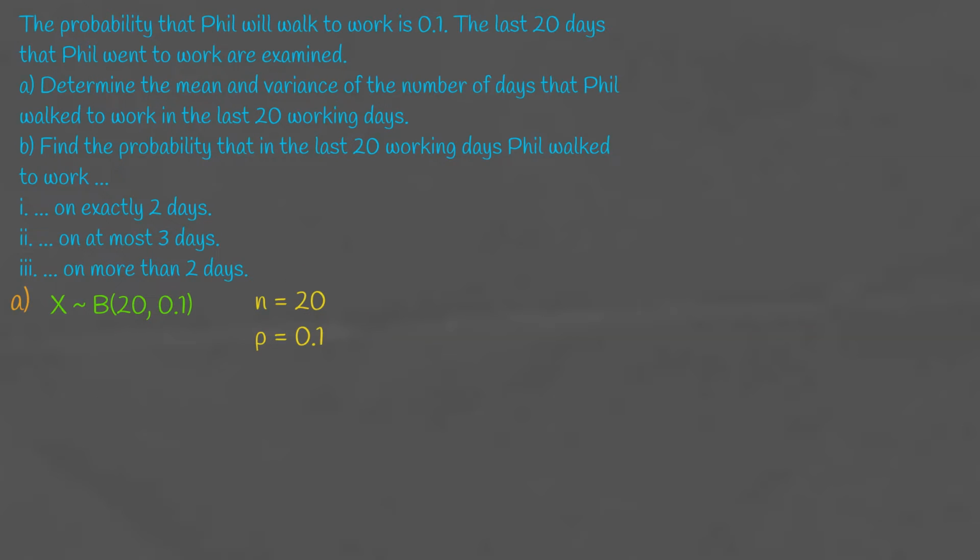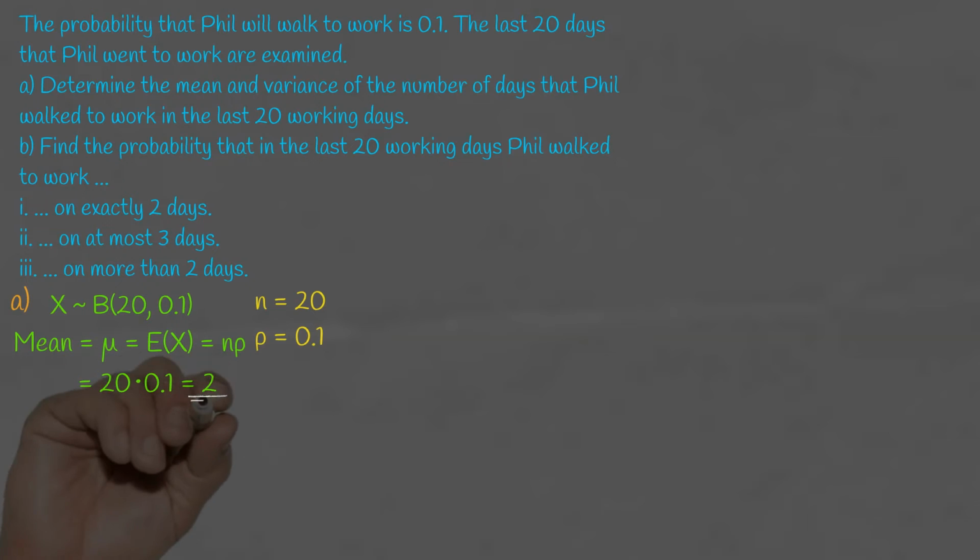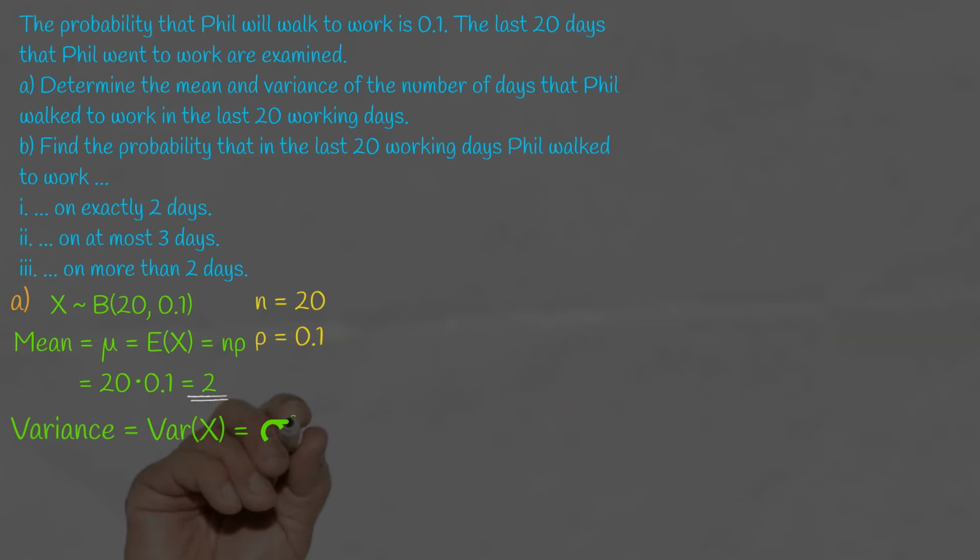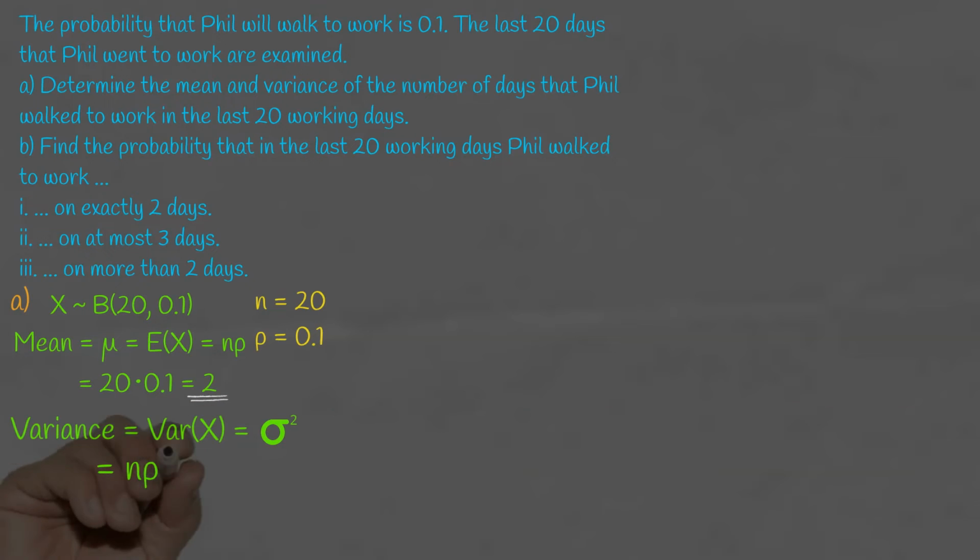And then, as in the previous question, we explained the mean, which could also be written as mu or E of x, the expected value of x, is equal to np. So if we times 20 by 0.1, we get our answer of 2. And as before, the variance, or sigma squared, is equal to np times by 1 minus p. So if we put our values in there correctly, we should get 1.8 as our answer.